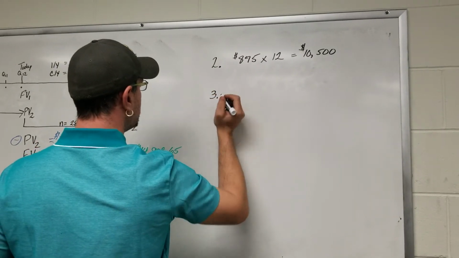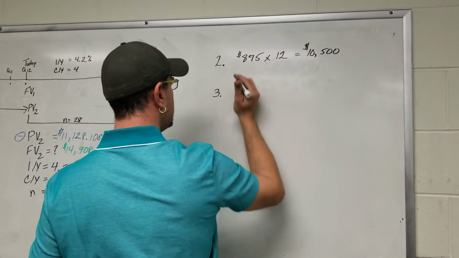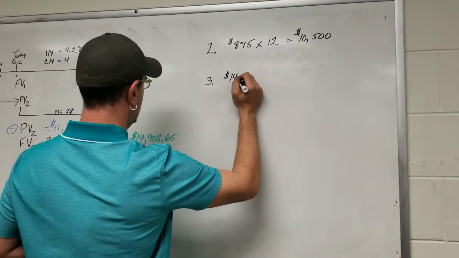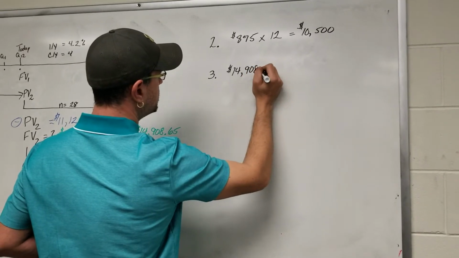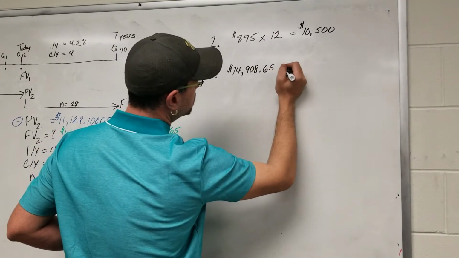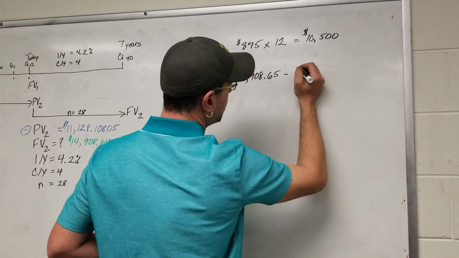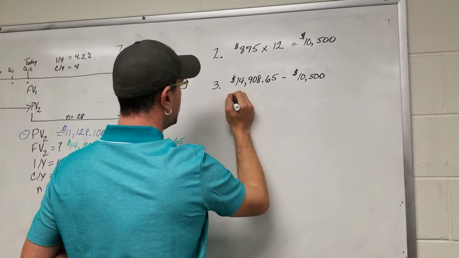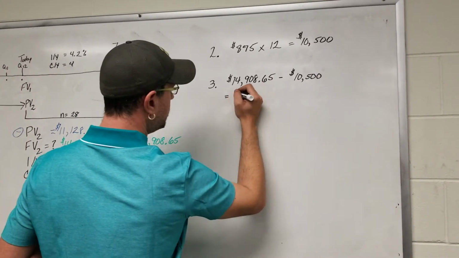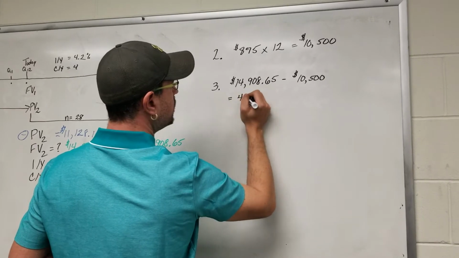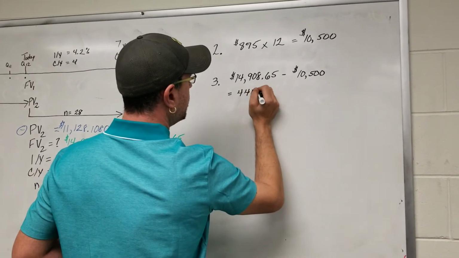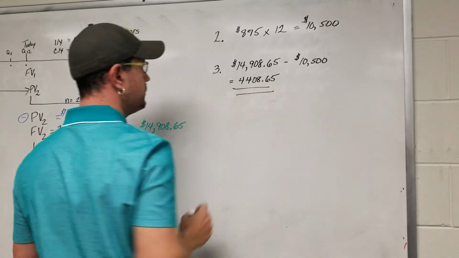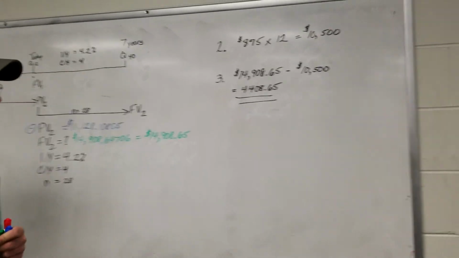The third part to the question, how much interest did he accumulate? If we take our final amount of $14,908.65 and subtract his contribution of $10,500, we're left with the interest accumulated of $408.65. And that is our final answer.